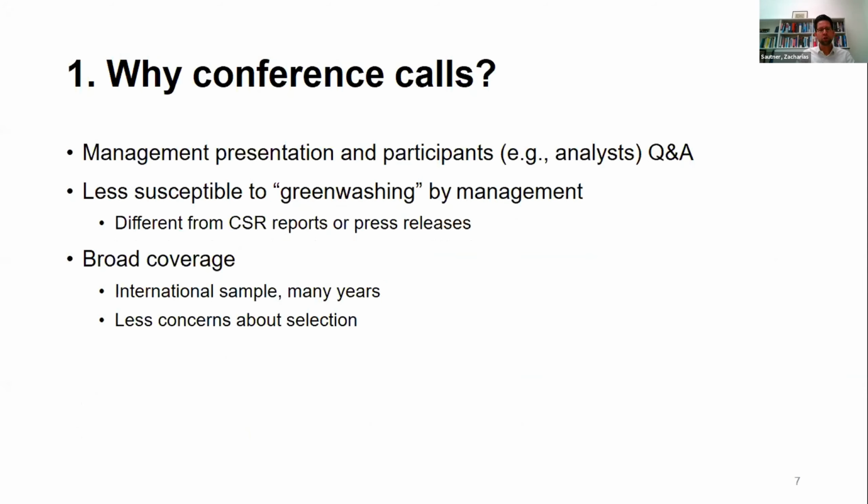The advantage of these calls is, first of all, they are less susceptible to greenwashing by management. If you were to do the same exercise on CSR reports or press releases, you're more likely to get a biased measure, because these documents are more likely to be greenwashed by management. The second benefit is that we have very broad coverage. We have an international sample, spanning many years, and so have fewer concerns about sample selection.